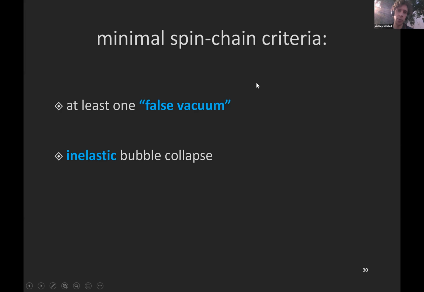Anyway, but what do we actually want from our model? Well, we can take any spin chain. We're not too picky at this point. We want some version of a false vacuum bubble. So we need at least a false vacuum, and we'd ideally like these false vacuum bubble walls to collide inelastically, of course, so that we can see some particle production.